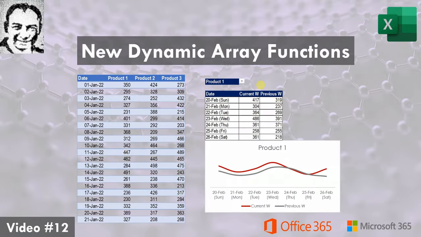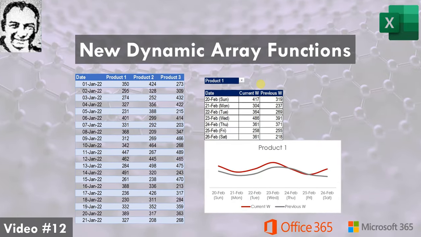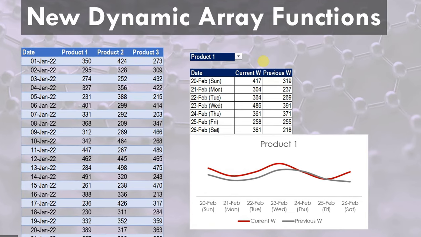We have a table containing the daily sales of three products, 1, 2, and 3. This table we update on a daily or weekly basis. What we want to report is only the last week of this original data table. So we need to report a list of the last 7 days, also a list of all sales of the last week or the current week, and also the previous week or the week before the last week. Also, we need to draw a chart based on this small table.